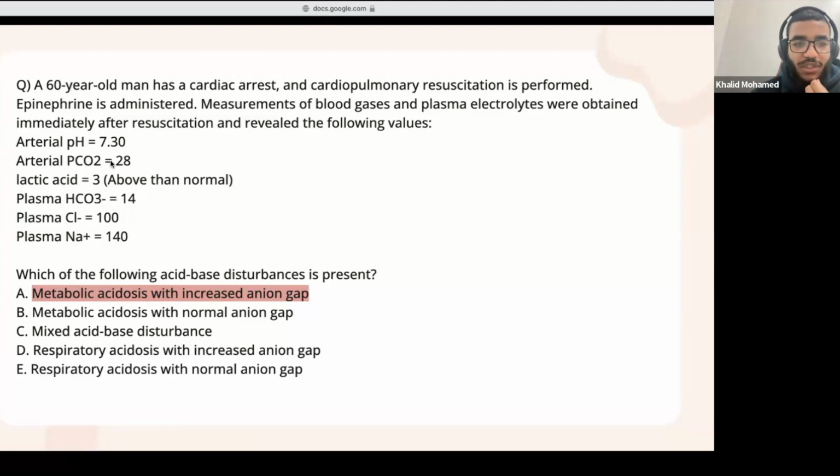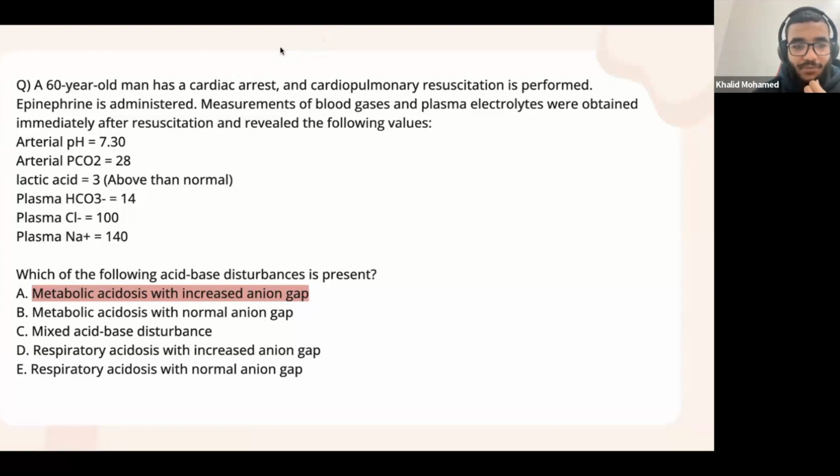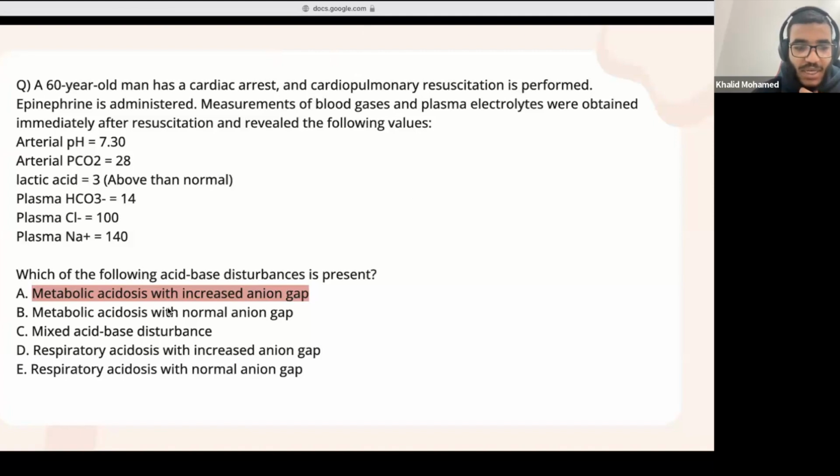Now, our arterial PCO2 is 28. That suggests alkalosis or acidosis. Alkalosis. So basically we're trying to compensate respiratory. So that's why respiratory acidosis would be wrong. Okay. And it's definitely a metabolic acidosis.